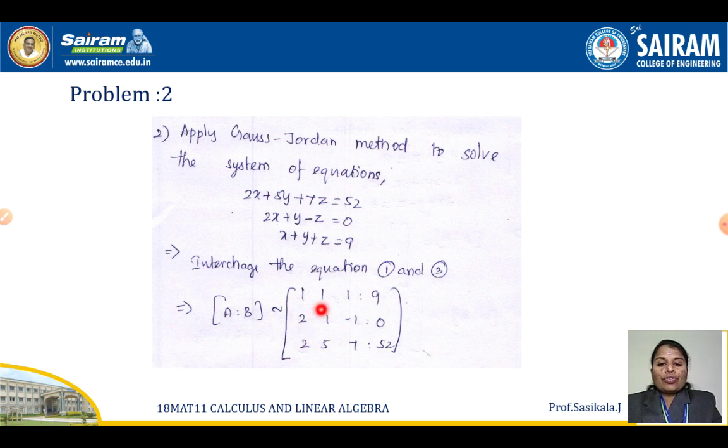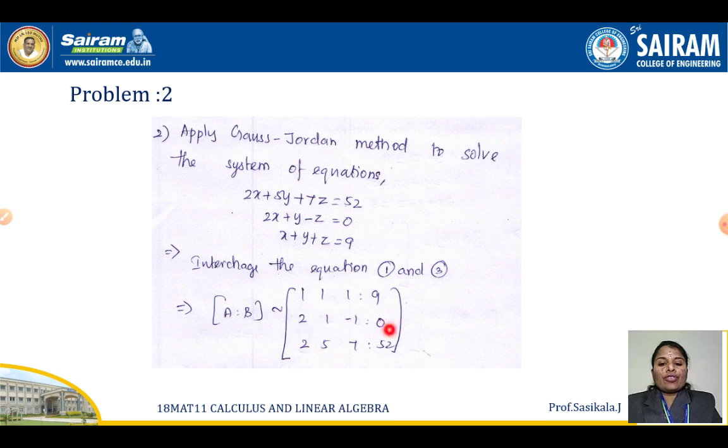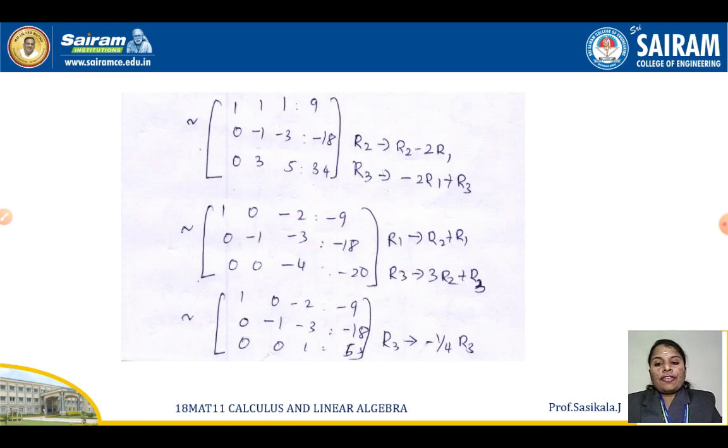So 2, 2, 2, 18. So what is that? 2 minus 2 will be 0, 5 minus 2 will be 3, 7 minus 2 will be, what is that? It will be a 5, and then next one 52 minus 18 will be 34. That was written 0, 3, 0, 3, 5, 34. Now you can see with your next step what you have to do.